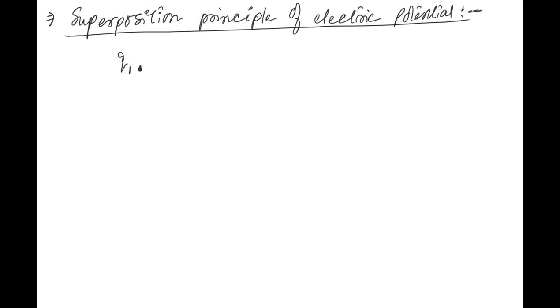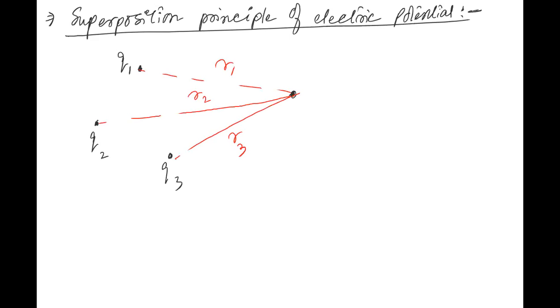Suppose there is a charge Q1, a charge Q2 and a charge Q3, and this is the point. So if this is the point, then this is R1, this is R2 and this is R3. So how many potentials will we have at this point? 3, obviously. So what should I do? I should write the net potential as V1 plus V2 plus V3, and because potential is a scalar quantity, these will be simply added algebraically.